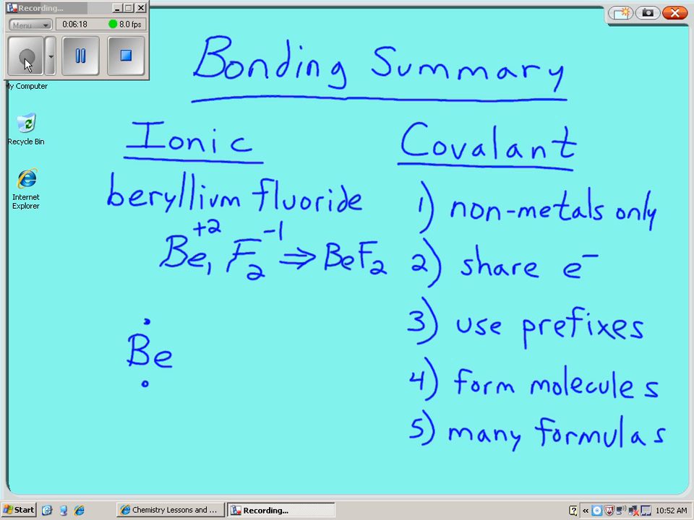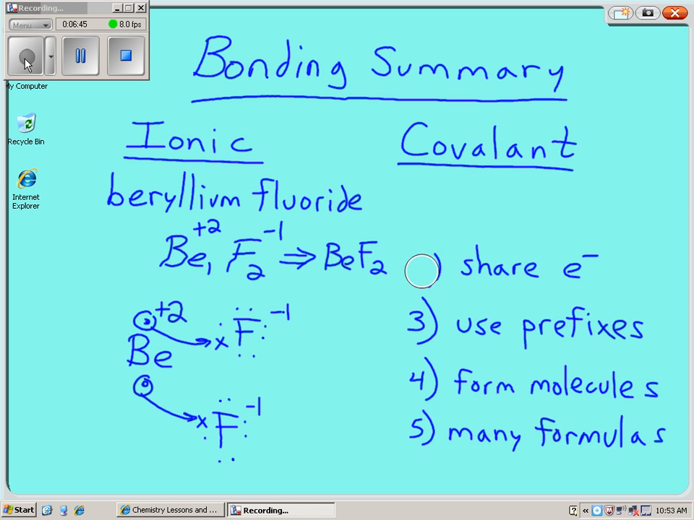And then what does this look like when you try to show the compound? Here's Be, it has 2 outermost electrons. Here's F, which has 7. Beryllium can give away 1 to fluorine, which becomes -1, and that fluorine now has the octet. And another fluorine is required for beryllium to give away 1, 2, and it becomes -1, and that has the octet. And beryllium now has lost the 2 outermost electrons that were in its highest energy level. So now it has the octet because the level below is full.